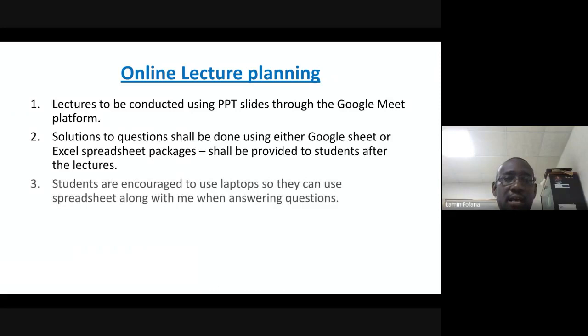Students are encouraged, of course, to use a laptop, since they can use a spreadsheet on it in answering questions. That's what I recommend, please. Try and do that. If you don't have a laptop, I think you should try and get one. Some laptops are cheaper than some mobiles. You can get a very good second-hand used laptop for about 4,000, about 5,000.